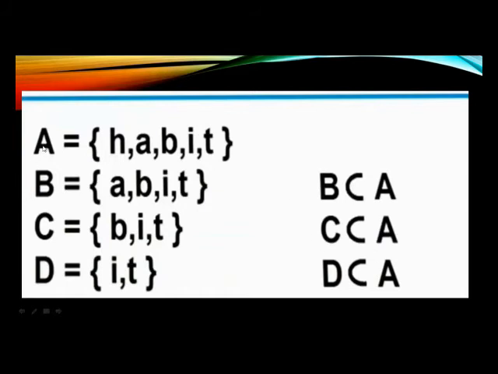According to the example, sets A, B, C and D are given. Set A has A, H, A, B, I, T. B has A, B, I, T, which means all these elements are given in set A. C has B, I, T, and all elements of C are given in set A. D has I and T, and its two elements are given in set A. It means we can write B is a subset of A because all elements of B are given in set A. All elements of C are members of set A, so we write C is a subset of A. Then for D, all elements of D are given in set A, so it is a proper subset of A.